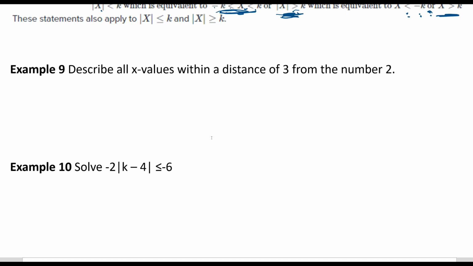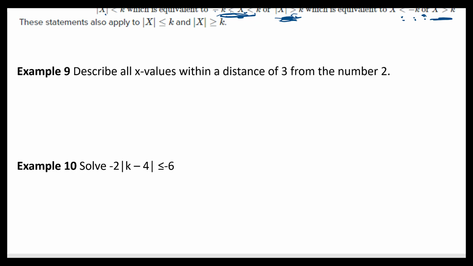Describe all x values within a distance of 3 from the number 2. So this would be the absolute value of x minus 2 is less than or equal to 3. That's it. That could be confusing classes. Maybe I talk about the absolute value inequalities in a different class, the 126 class. Anyway, here we are, having fun with this.